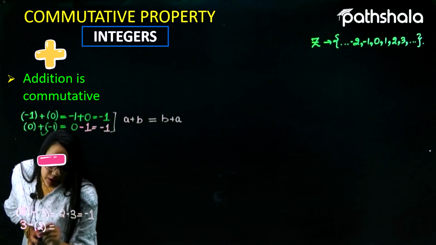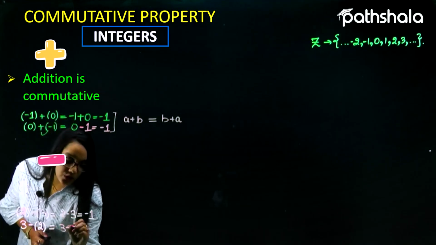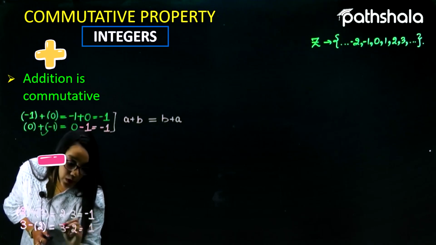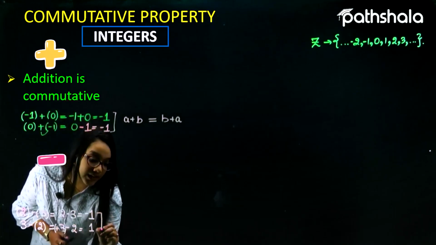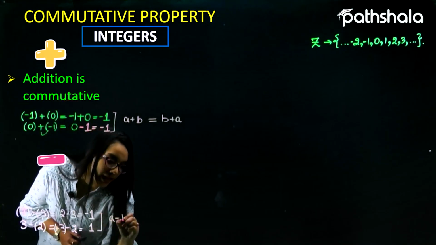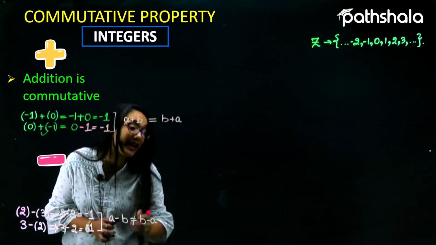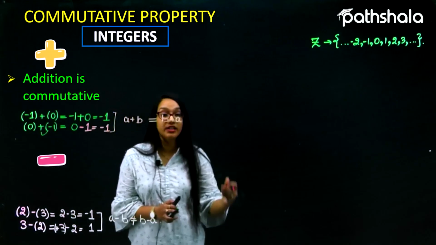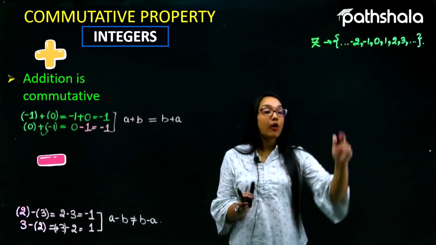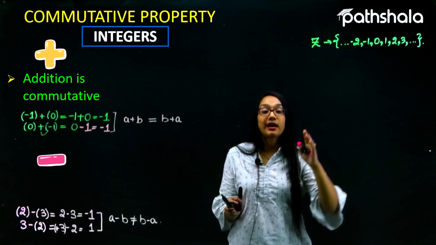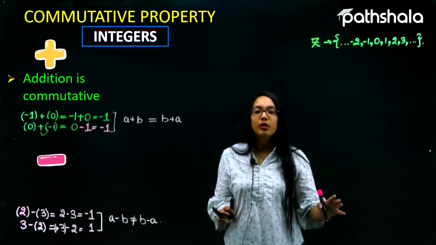Again, in the other case, 3 minus 2 is +1, because 3 is positive over here. So the answer is different. It means that a minus b is not equal to b minus a if a and b are any integers. Whenever I am taking any two integers out of the collection and subtracting them, a minus b can never be equal to b minus a.